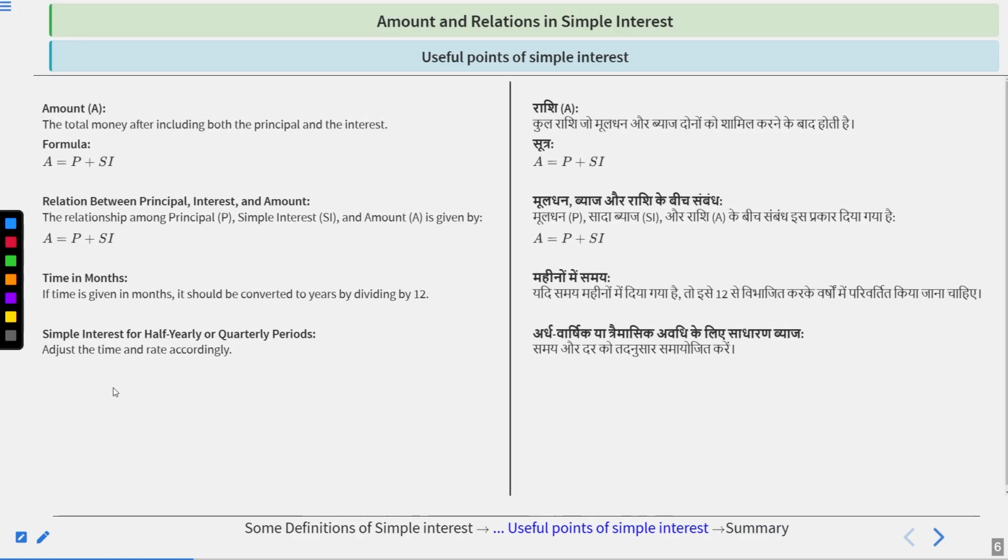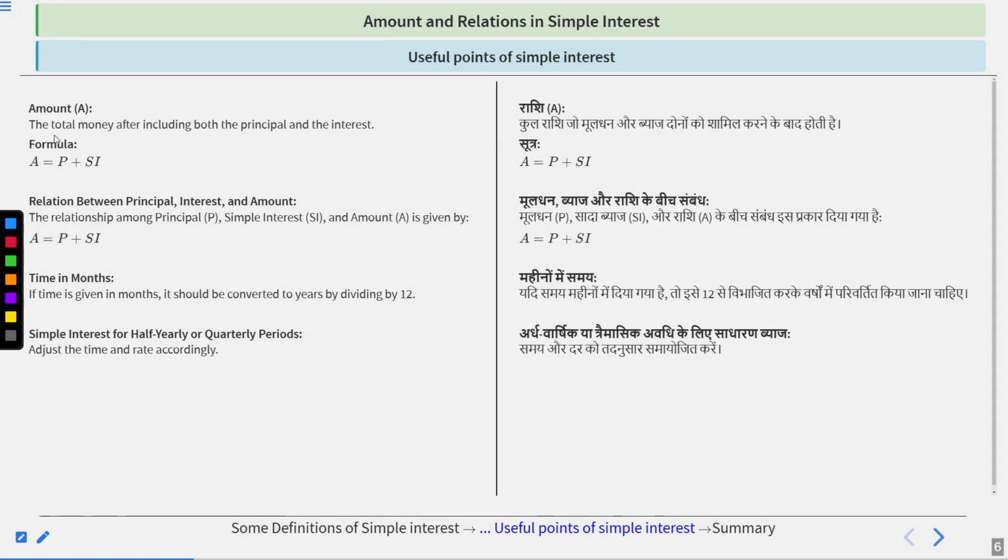Now, what is the amount? The total money after including both the principal and the interest. A represents the amount, P represents the principal amount, and SI represents the simple interest, so amount is equal to P plus SI. The relation among principal, simple interest and amount is given by A equals P plus I.